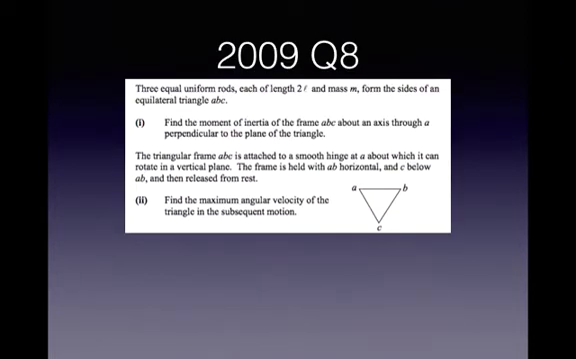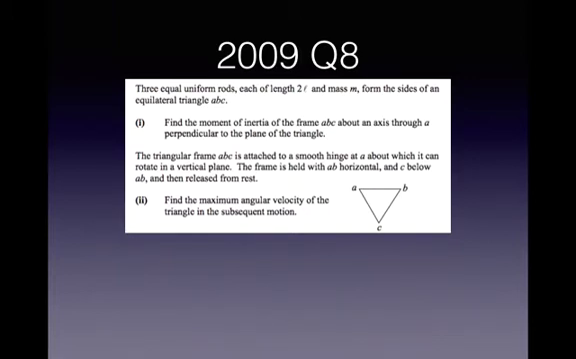Here's the question, and there are two parts. Part 1 is leading us on to part 2, because in part 2 we're looking to find the maximum angular velocity of the triangle, and to do that we need the moment of inertia, which is part 1. So let's start with part 1.